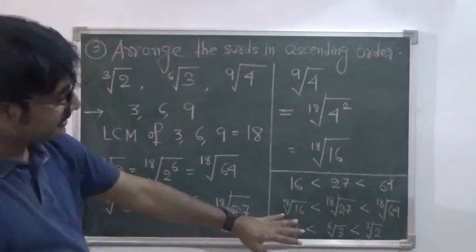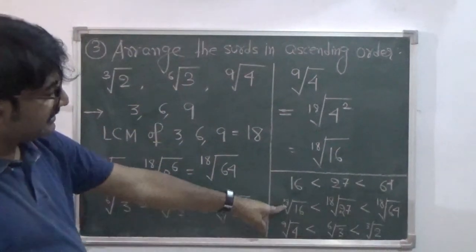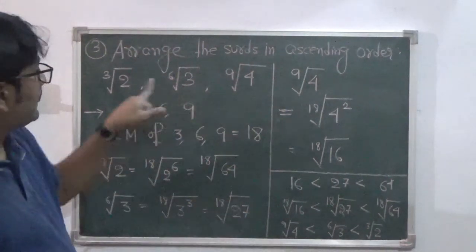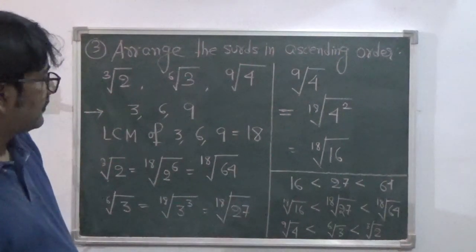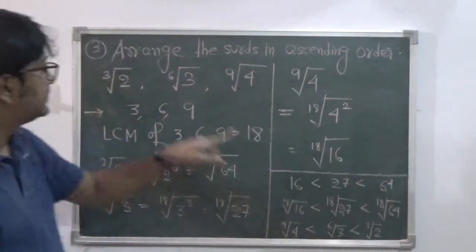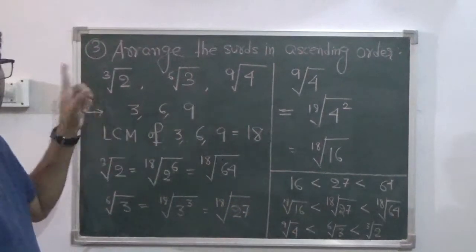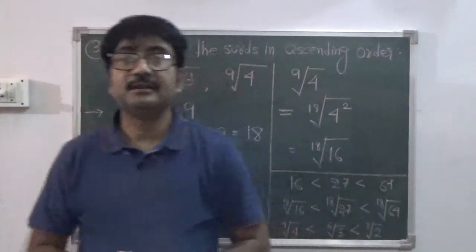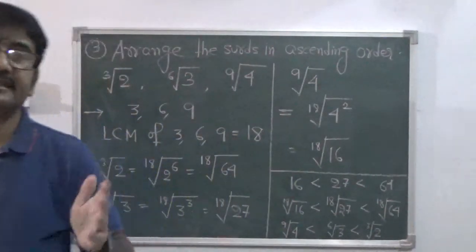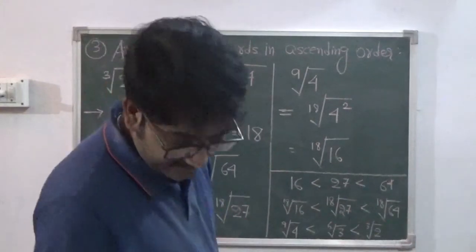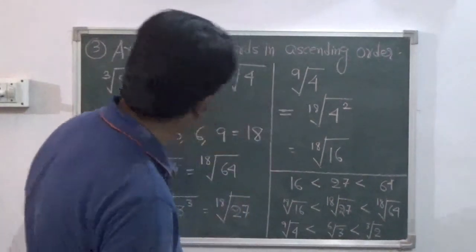So now just replace the original values. This represents this number, this one, 27, this is 6 to 3, and that is 2. So this is how we arrange the surds in ascending or descending order as is asked in the question. I will give one question, you will try at home.